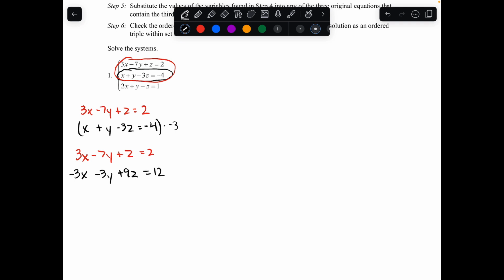From here, I can add these two together, and I'm going to have 0x, and we have negative 7y and negative 3y, so that'll be negative 10y, and then z plus 9z is 10z, and that's going to be equal to 14. So I've eliminated the x's from one of my equations.